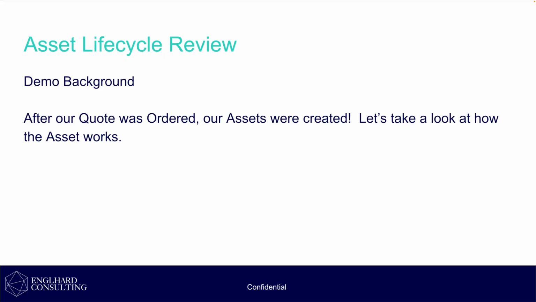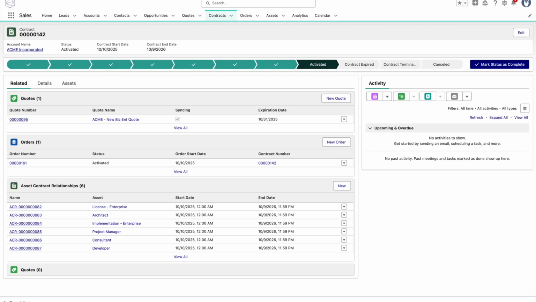So we've gone through that order process and went to the asset. Now we're going to take a look at the asset lifecycle review. So we're just going to pause here for a minute and actually look at the MRR and various things within that asset. Okay, great. So our quote was ordered, our contract was created, we have everything ready to go. So let's take a look at our assets.